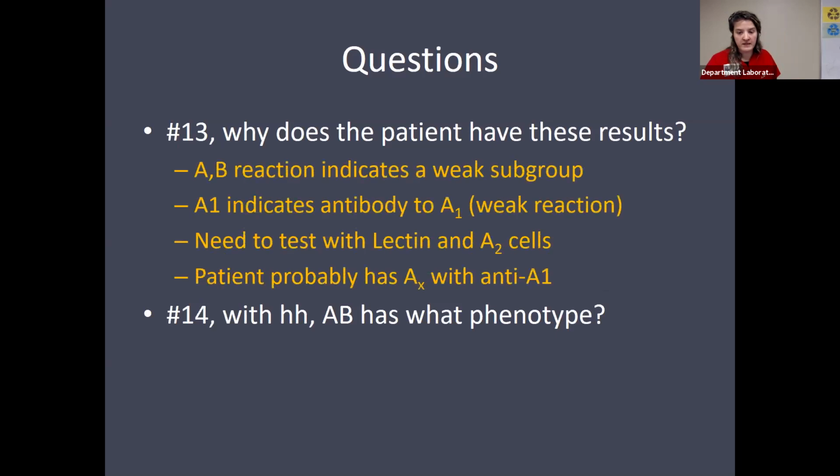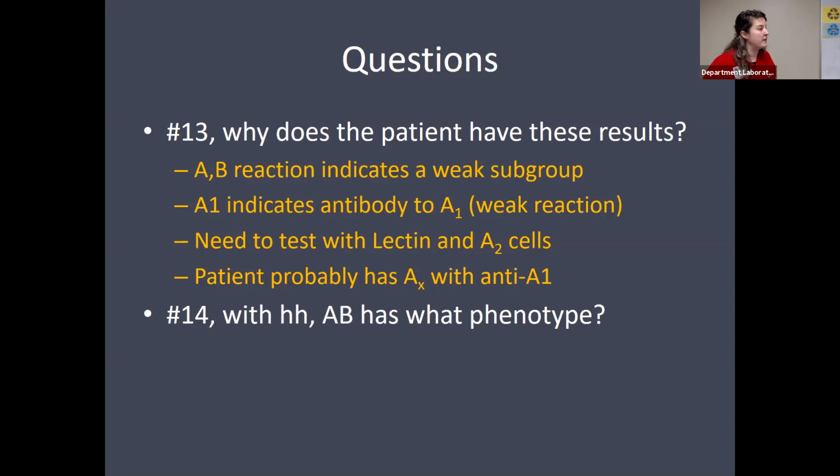Question 14 says you have a patient that has the genotype little h. So what does that mean? They're Bombay, meaning that they have the production of no H substance. Remember, in order for the A and B antigen to be added onto the oligosaccharide, you must have H substance, which adds the L-fucose sugar to the oligosaccharide.